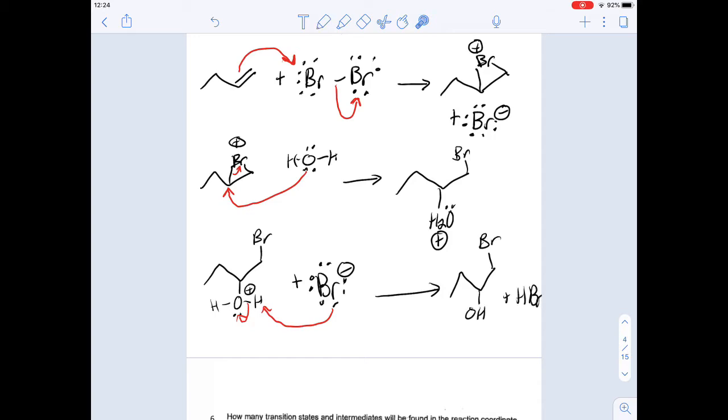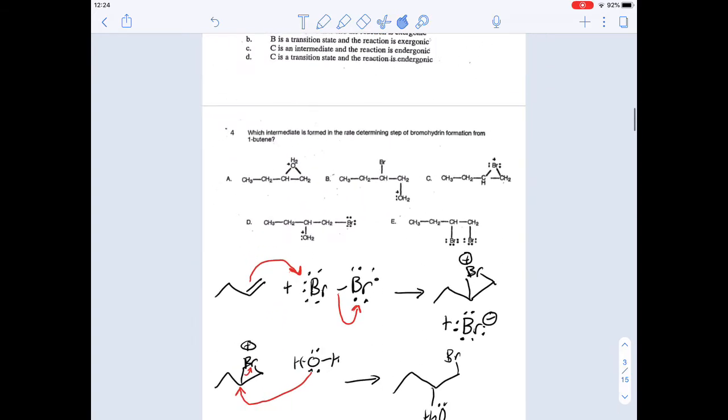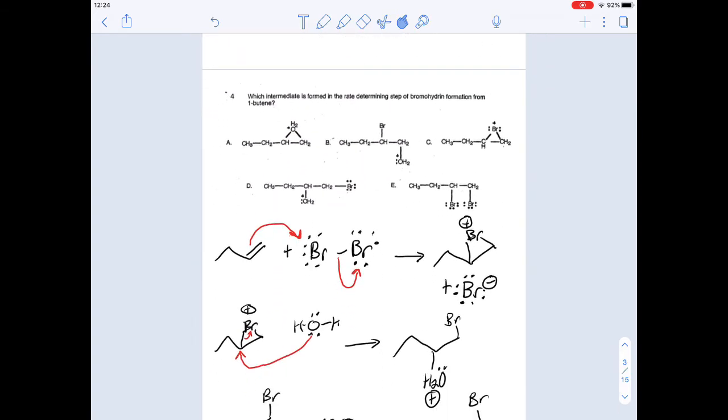All right, so now let's go back and answer the question. Which intermediate is formed in the rate determining step? So step 1 is your rate determining step. This is your intermediate right here, this ring structure. So the answer to 4 is going to be C, because this represents the ring structure here when they write out the C's. It's not the line angle structure.